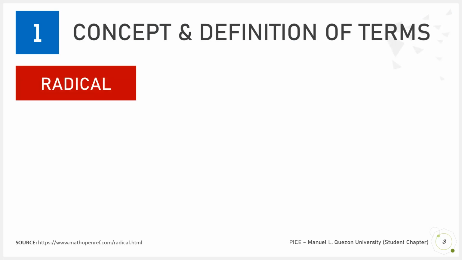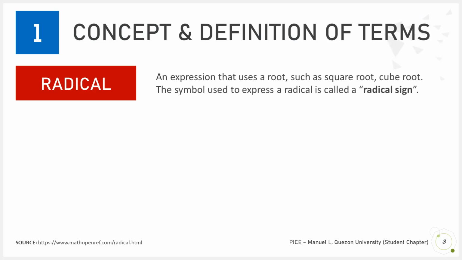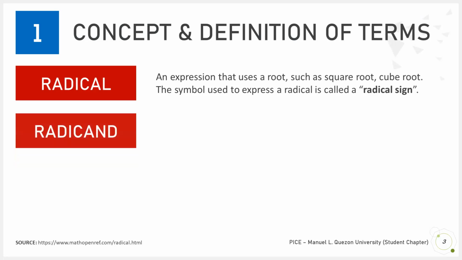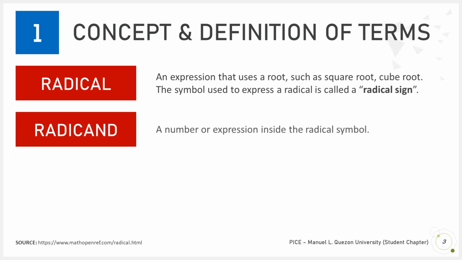First, we define what is a radical. A radical is an expression that uses a root such as square root or cube root. The symbol used to express a radical is called a radical sign. Next is radicand. A radicand is a number or expression inside the radical symbol.